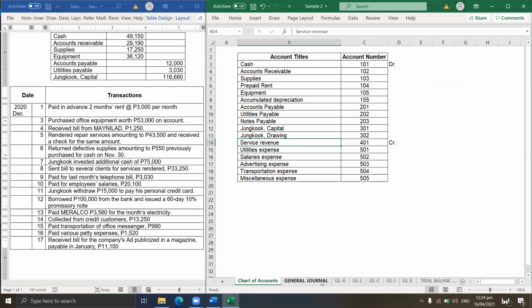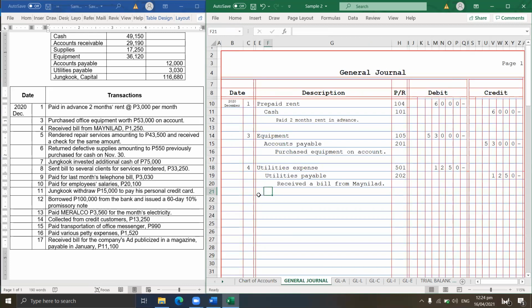Okay? So, in our journal natin, okay, so leave one space and then December 5. So, debit cash for the amount received na 43,500. Okay, and then you credit your service revenue because we have earned an income. Okay, so that's also 43,500. Okay, so just put a short explanation. So that's rendered, no, or provided, pwede rin, repair services.